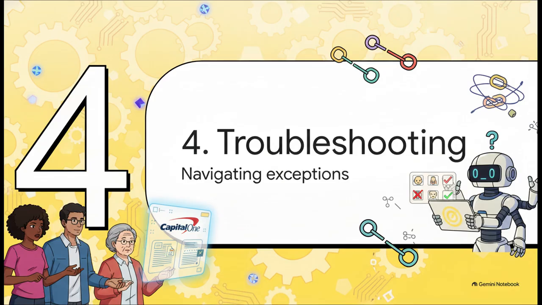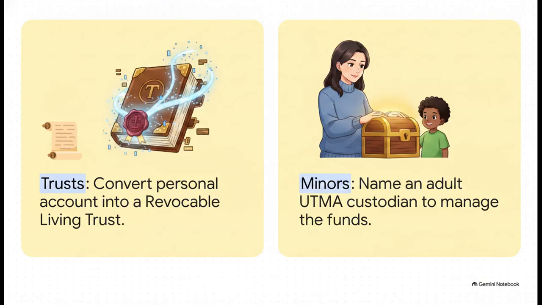Up next is Section 4, troubleshooting in edge cases. Let's navigate some exceptions. Sometimes you want to name something other than just a standard adult individual, right? Well, that's where you run into some strict structural rules. For example, you cannot just name a trust directly as a POD beneficiary on a standard personal account. It's simply not allowed. You'd actually have to convert the account entirely into a revocable living trust using a specific, notarized certificate of trust form.